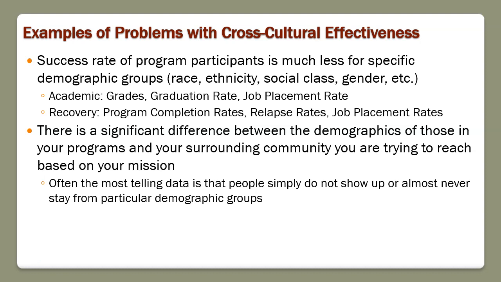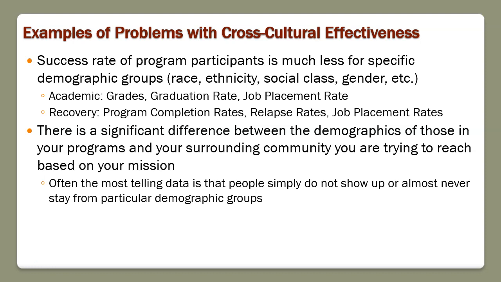And you do want to reach them, but you're not reaching them well. What I've found is often the most telling data. You may say, you know what, my outcomes are great, but the most significant thing is people just don't show up, or they almost never stay from particular demographic groups. So that data itself is really important. You may say, I don't have poor outcome data for, say, the Latino population. I have a mismatch problem where 75% of the community that I'm trying to serve is Latino, but 5% are coming here, and whenever they come, they don't stay. So what that's showing is some sort of cross-cultural mismatch problem.